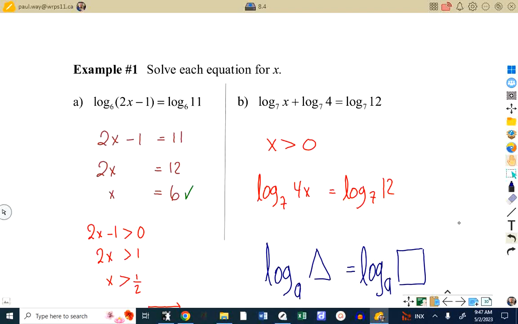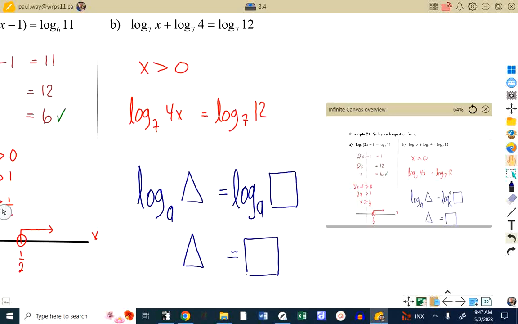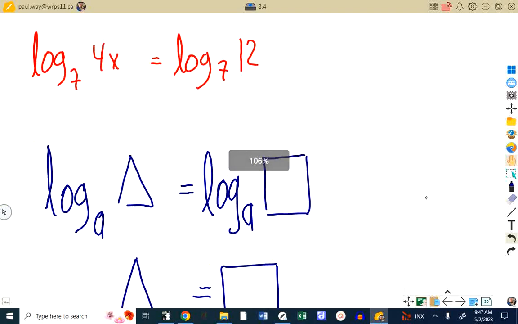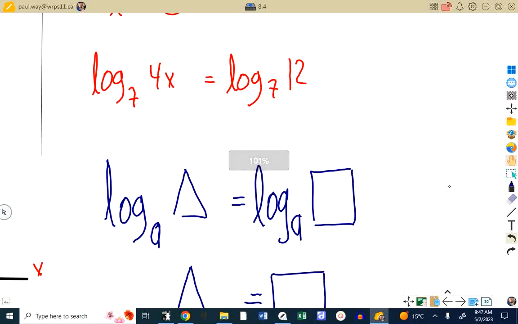By the way, we're not dividing by log base 6. It doesn't work that way. You can't divide by an operation. You can't divide by a square root. You can't divide by plus. You can't divide by log base 6. So what we end up with here is very basic. We end up with 4x equals 12.